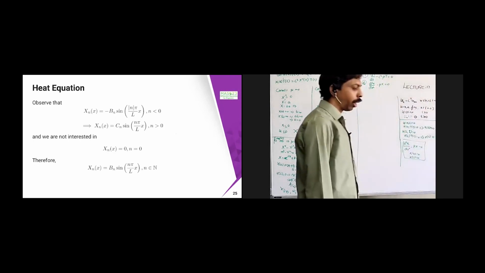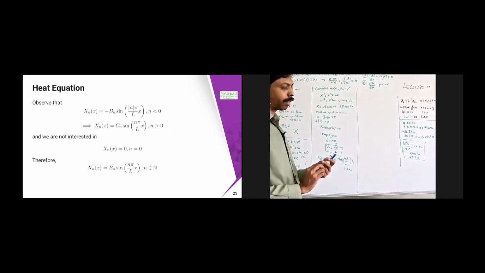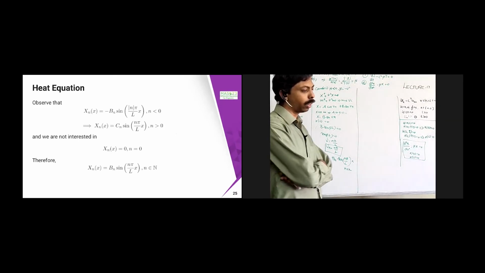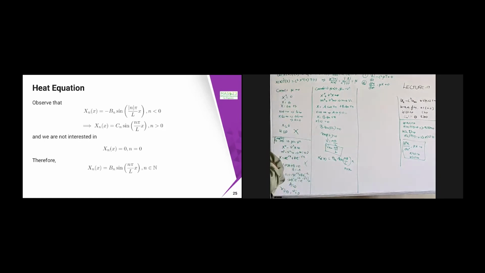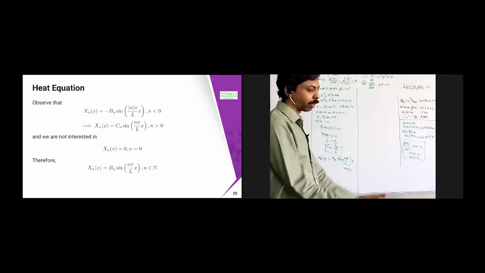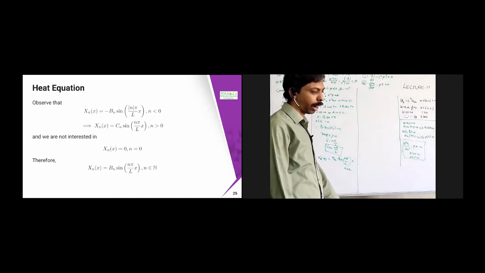Therefore, if n is less than 0, you can just put X_n(x) equal to minus b_n sin(n pi x / L), because the sine of a negative number is negative. Otherwise you get X_n(x) equal to C_n sin(n pi x / L). We are interested in X_n(x) equal to 0 if n equal to 0. We are going to consider only sin(n pi x / L) and ignore the remaining, because the negative side can be represented similarly.